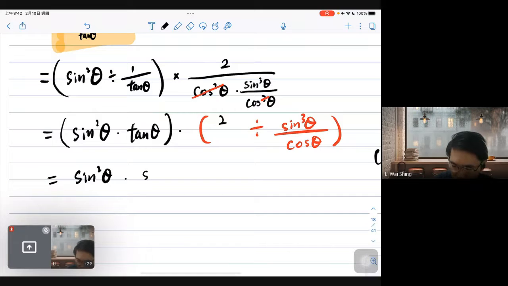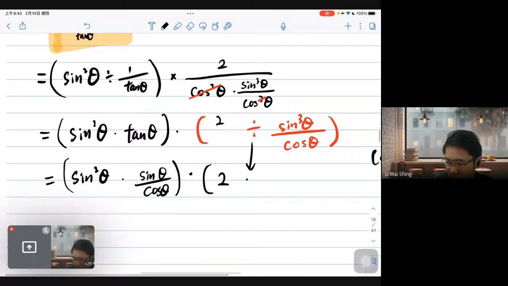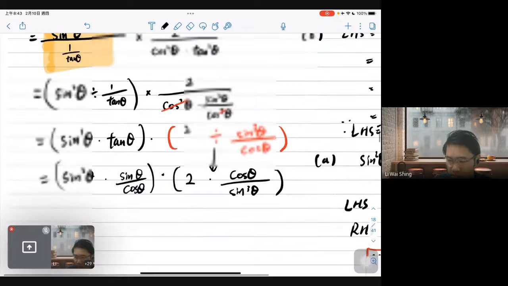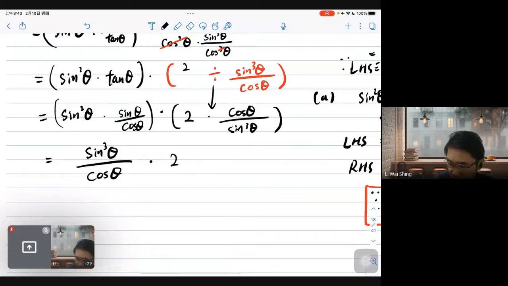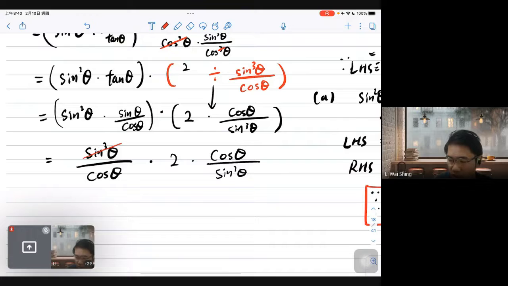So here you just simplify it. You just expand the tangent theta. And in the right hand side, you change the divide sign into multiply sign and then flip it. So in the left hand side, you will have sine cube theta over cosine theta times 2 times cosine theta over sine cube theta. At the end, you can just simplify it. Boom, boom, boom, boom. The answer is equal to 2.